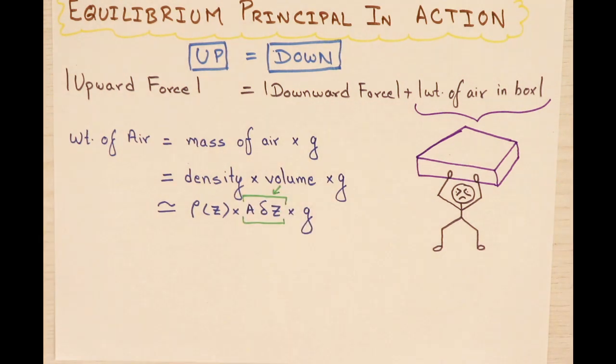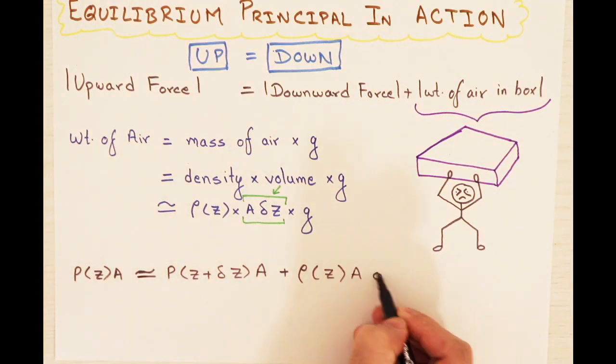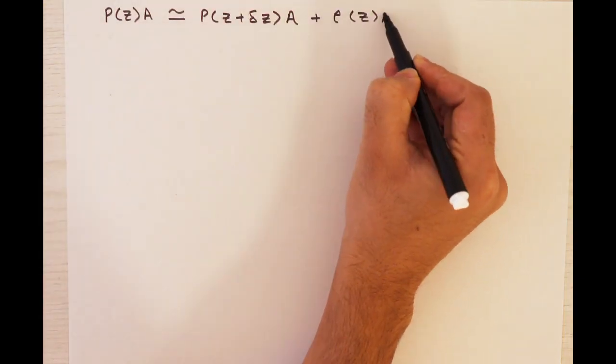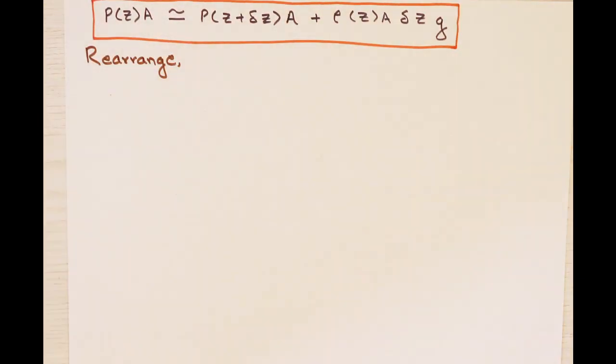In principle, density varies or decreases with altitude, that is Z, but for our purpose, we will consider our box to be very shallow, so density stays the same within a box. Finally, we will arrive at this beautiful expression. Now let's try to formulate a differential equation from the expression we have.